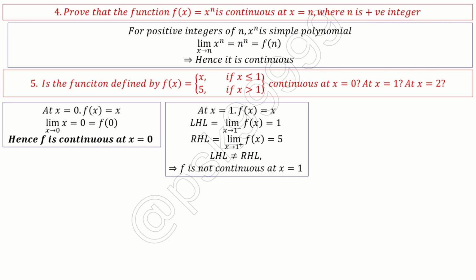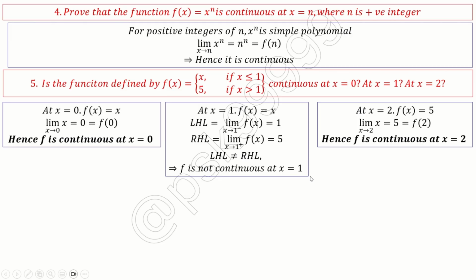LHL is nothing but limit x tends to 1 minus f of x. At 1 minus, I have to take f of x as x, correct? So that is nothing but 1. But RHL is limit x tends to 1 plus. That means at 1 plus, the f of x is nothing but 5. So RHL equal to 5, correct? At greater than 1, which is RHL, that is nothing but 5. So LHL is not equal to RHL, so it is not continuous at x equal to 1.